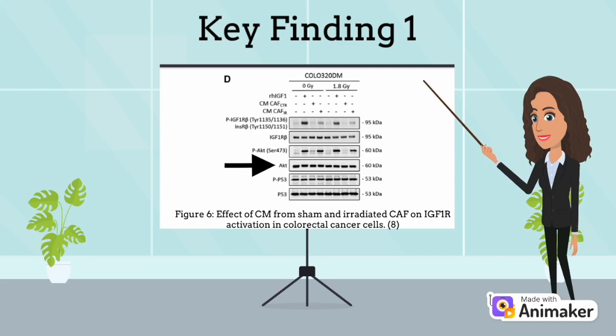Figure 4D, the Western blot analysis, illustrates the presence of phosphorylated IGF-1R bands. This suggests that the increased phosphorylation of IGF-1R could be in response to paracrine factors that activate IGF-1R signaling.